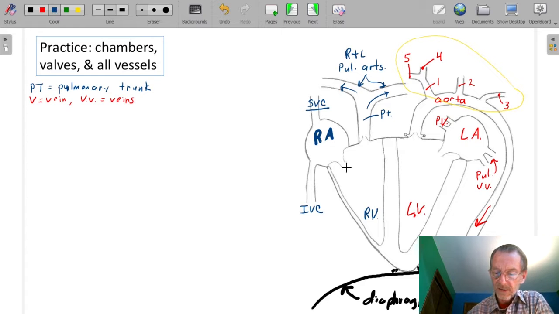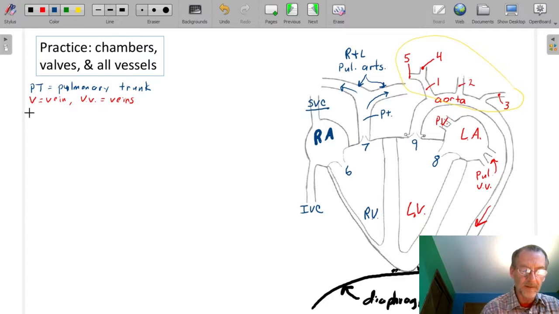So let's do 6 will be this valve, and then 7 will be that valve. So number 6 is entering the ventricle. Number 7 is leaving the ventricle. And then let's do this in order of blood flow. So we'll do 8, because it's coming back to the left ventricle. The last valve that blood flows through is 9. So let's go ahead and identify 1 through 9.